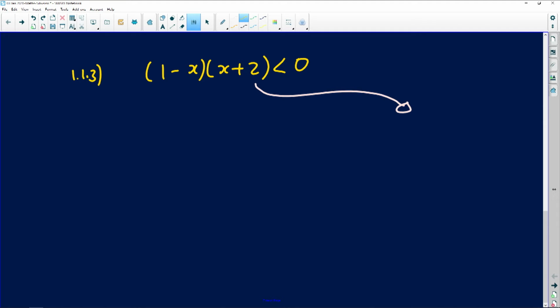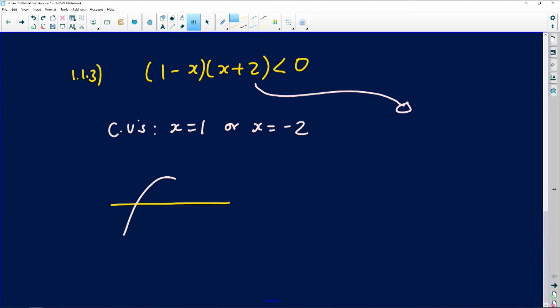The critical values are not difficult to work out, right? One critical value is going to be positive 1, and the other critical value is going to be negative 2. But because of the fact that the x here is a negative, my graph is going to come out as an upside down parabola instead of a smiling face parabola. And what does the examiner want? They want the solutions where this product is less than 0, which means where it is negative.